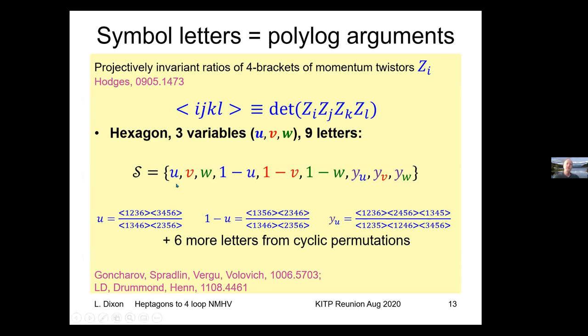In the 6-point case, the hexagon case, there are 9 of these letters, and 3 of them are cross ratios, which could be rewritten in terms of ratios of Mandelstam variables. 3 more are 1 minus the cross ratios, and then 3 more would be square roots if they're written in terms of U, V, and W. V and W are obtained by cyclic permutations.